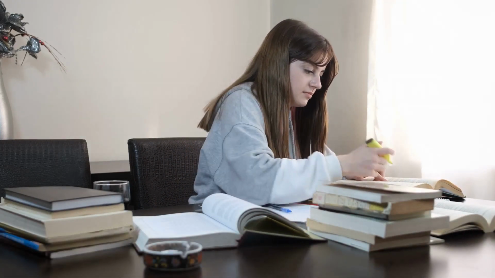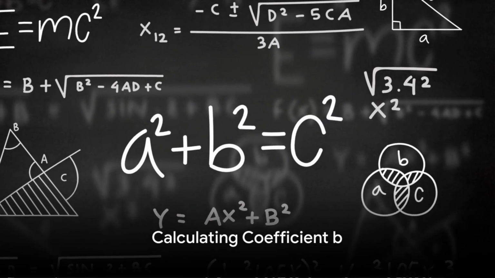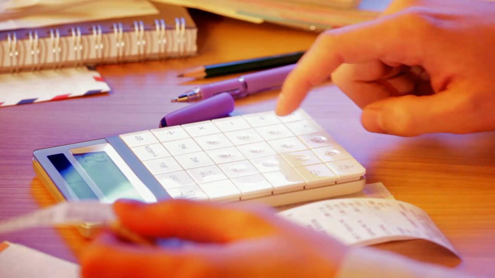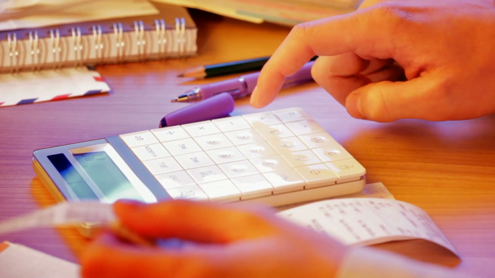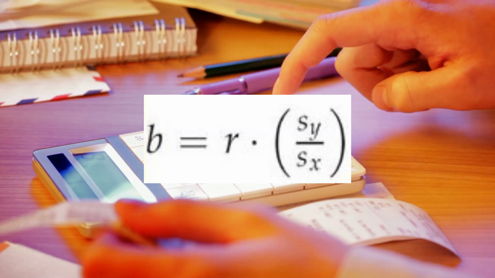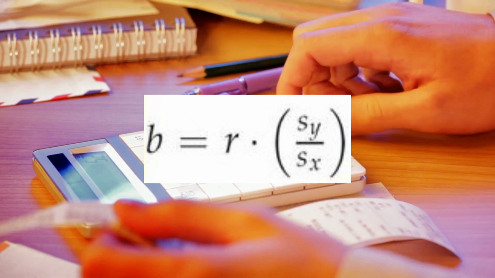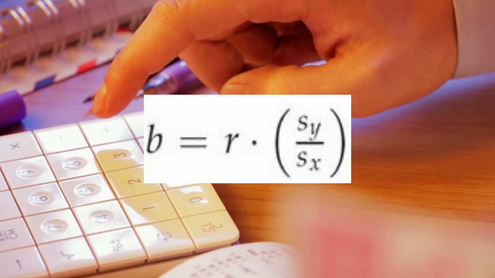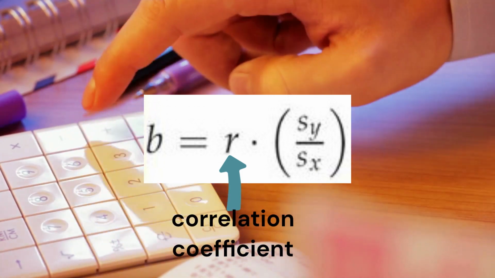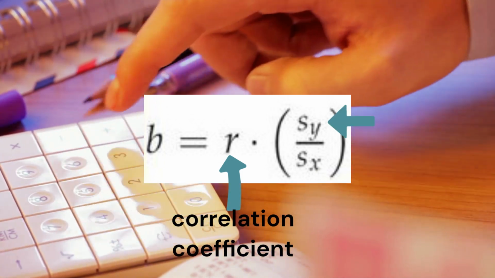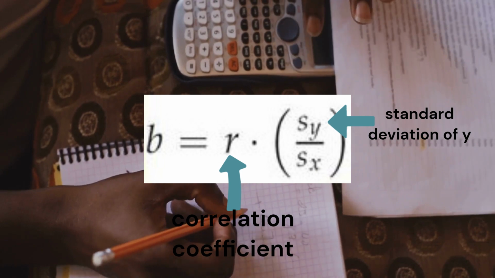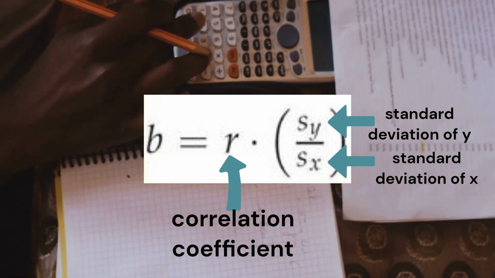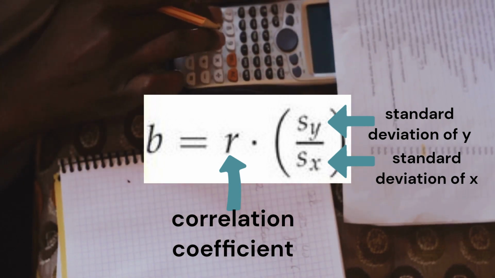Stay tuned. Now, how do we find the value of b using technology? I hear you ask. Well, it's not as daunting as it might sound. We'll just be using our handy formula b equals r times Sy over Sx. In this formula, r represents the correlation coefficient, Sy is the standard deviation of y, and Sx is the standard deviation of x.